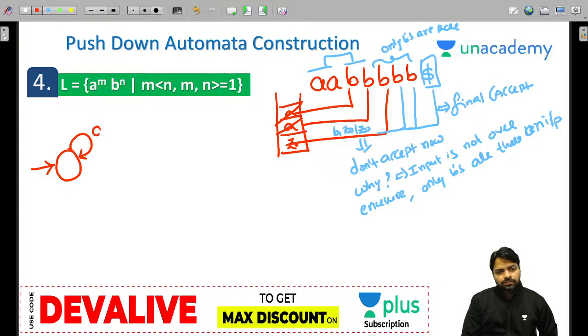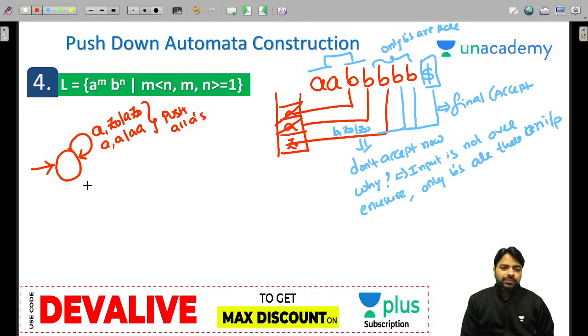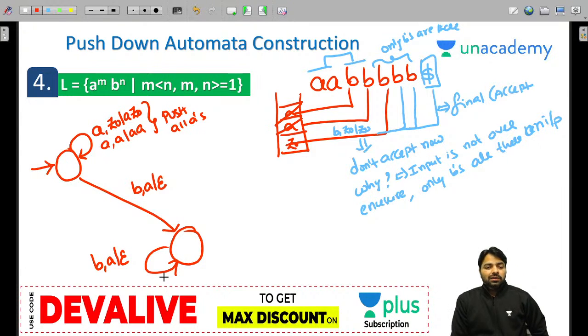Any A's, push. It doesn't know that A's are less or more. It blindly pushes all A's. Every A pushes one A. And when B comes, we start popping A. But how long? If really B's are more, then B's will be left on the input. That makes the B comma Z naught condition happen.